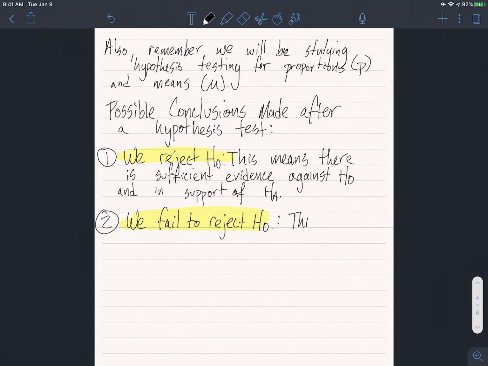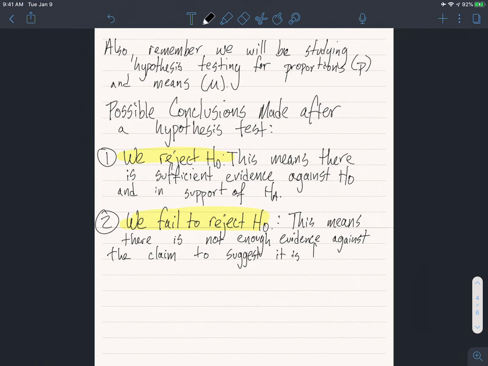This means there is not enough evidence against the claim to suggest it is false. It's actually kind of like how our legal system is set up right now, right?